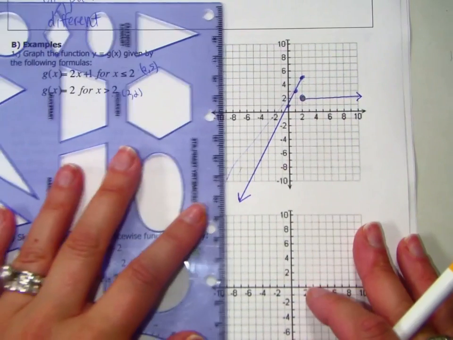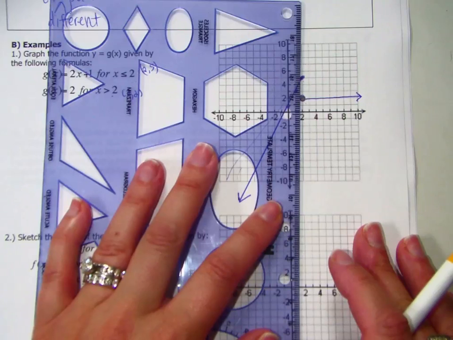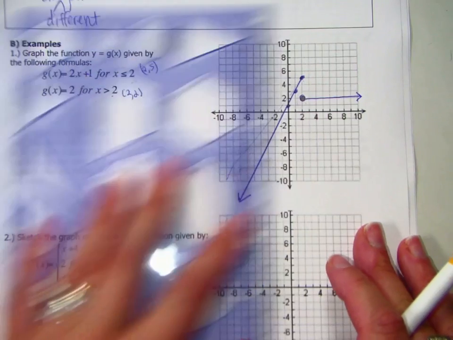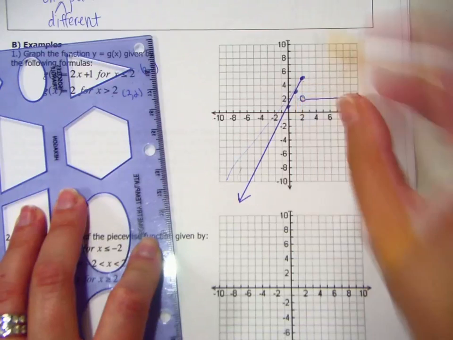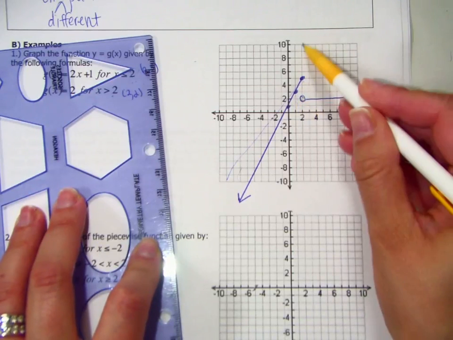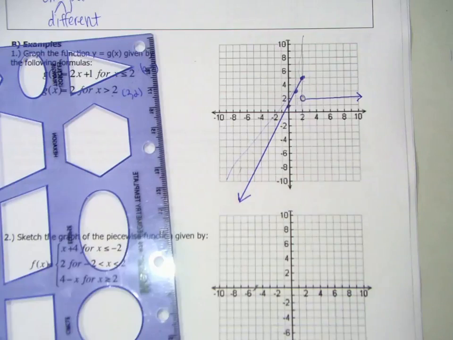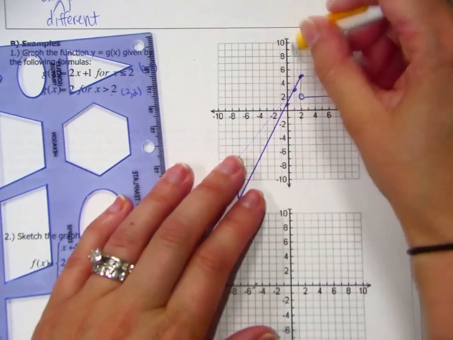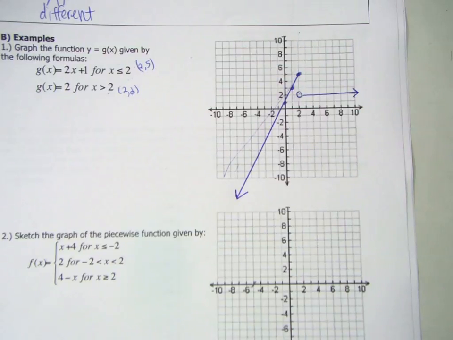You can always remember your vertical line test. If I hit a vertical line that touches my graph twice, it's not a function. So just watch that, okay? When I have that one open, it still passes the vertical line test because it's only hitting my line once. Okay? Just a little side note to think about. All right. Any questions before we look at the next one?